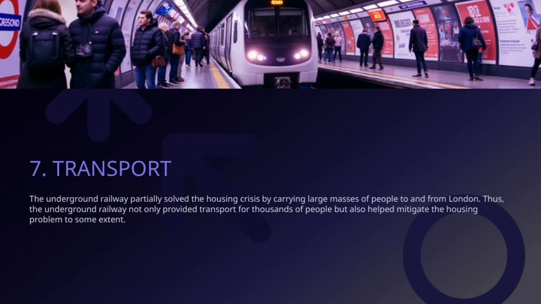This connection between improved transportation and housing relief really highlights how infrastructure can have a broader social impact. The Underground Railway, therefore, was more than just a transit system. It was a part of the solution to London's growing urban challenges.